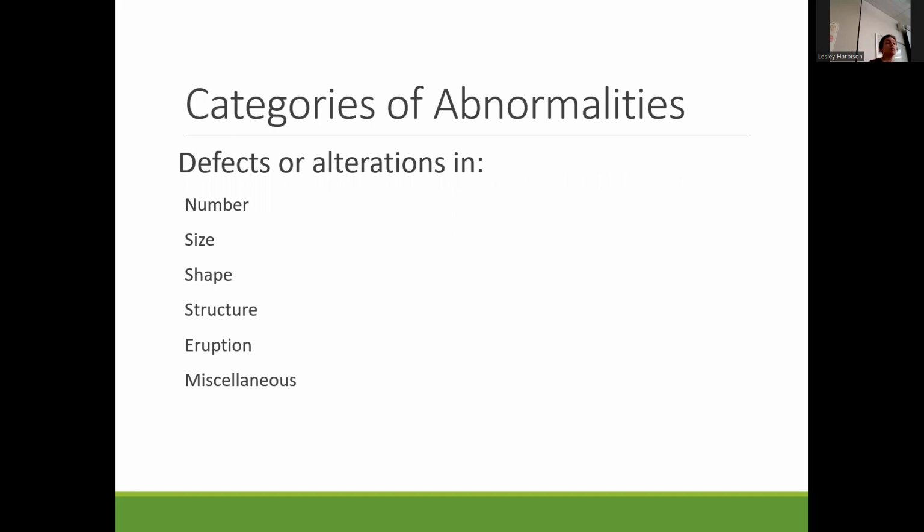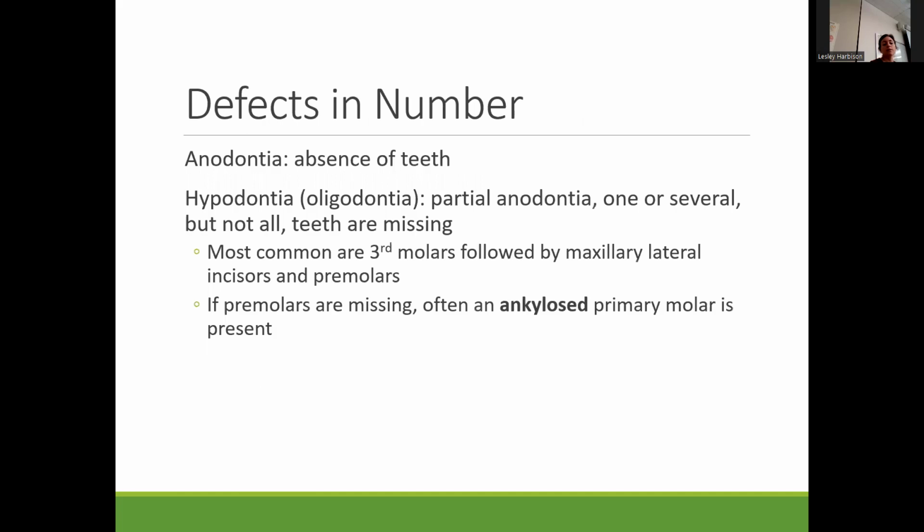Okay, so these are some categories of defects. There can be abnormalities in the number of teeth, the size and shape of the teeth, the structure, how they developed, the eruption pattern, and then just miscellaneous other anomalies. So we have anodontia, which is the absence of teeth. These are just terms we're going through and saying out loud.